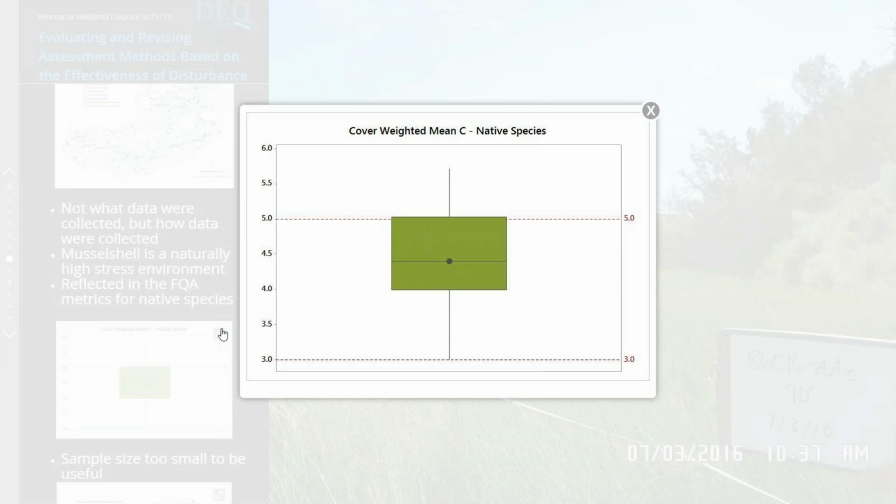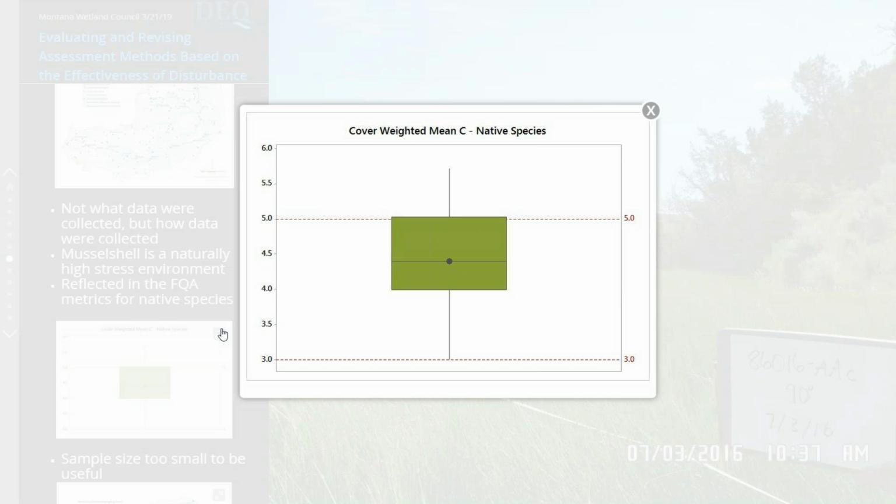systems tolerant to disturbance. And this is reflected in the coefficient of conservatism values and the FQA metrics that we calculated. We see that for native species, 75% of the intensive sites that we looked at have FQA values between 3 and 5, which says that this is a stable native community that is tolerant of moderate disturbance, or persists in moderate disturbance. When we add non-native species into this, we only drop down to about a 2, but our top never goes up.